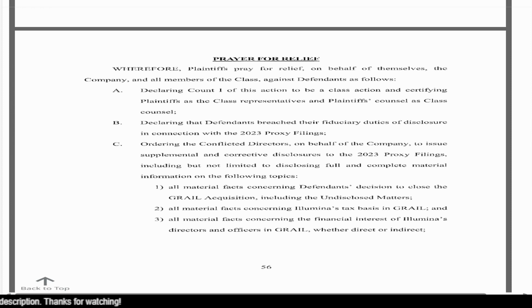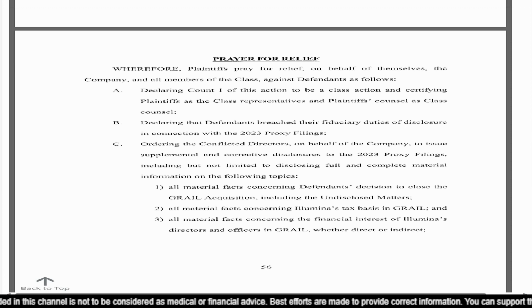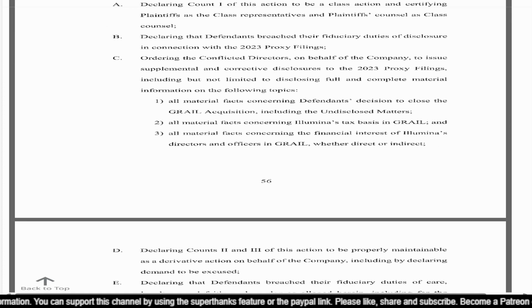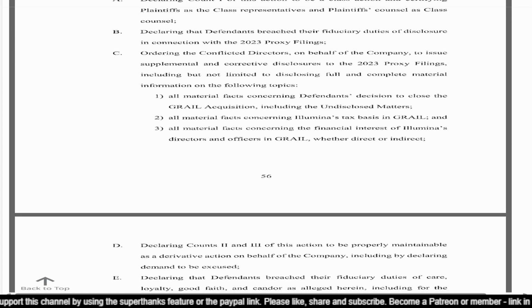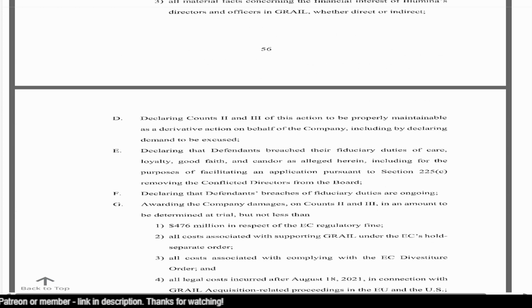And declaring that defendants breached their fiduciary duties of disclosure in connection with the 2023 proxy filings, and ordering the conflicted directors on behalf of the company to issue supplemental and corrective disclosures to the 2023 proxy filings, including but not limited to disclosing full and complete material information on the following topics: all material facts concerning defendants' decision to close the Grail acquisition, including the undisclosed matters, all material facts concerning Illumina's tax basis in Grail, and all material facts concerning the financial interest of Illumina's directors and officers in Grail, whether direct or indirect.